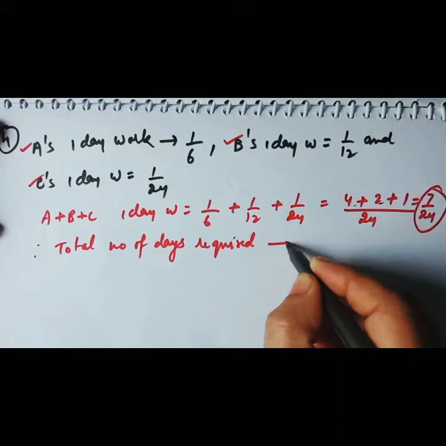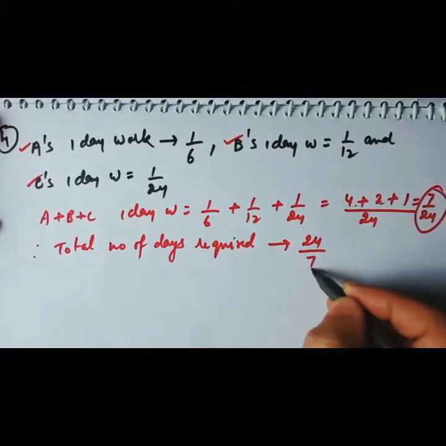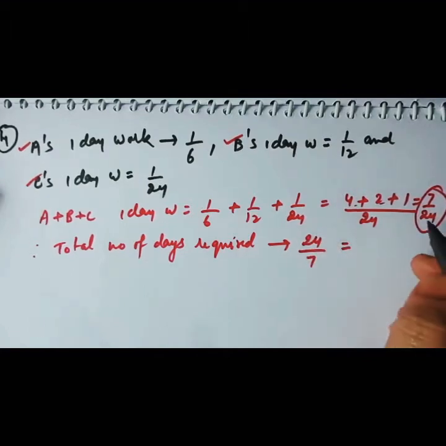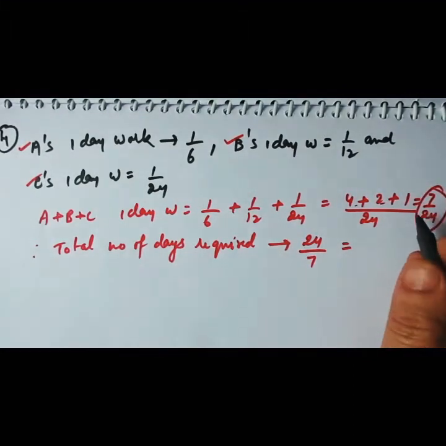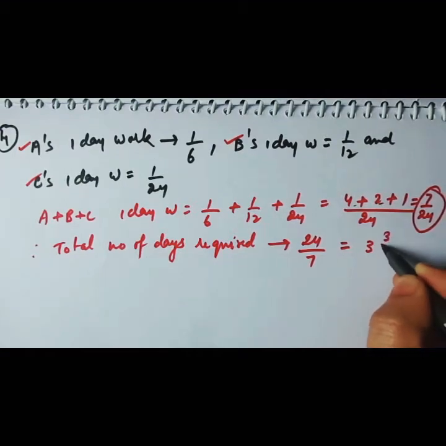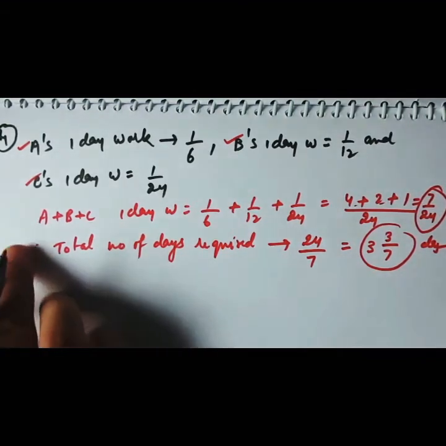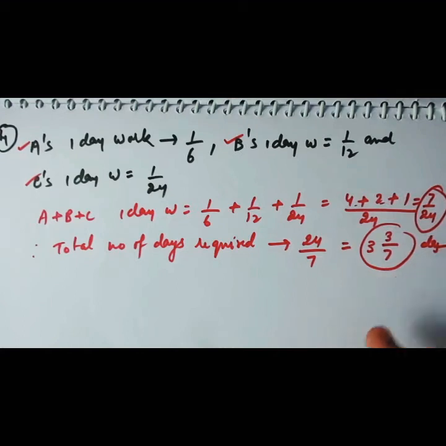required to complete the work will be the reciprocal of this. 24 by 7. 24 by 7 means how much? 7 3s are 21, 3 by 7. 3 by 7 days. It's very simple. So A, B and C will complete the piece of work in 3 by 7 days.